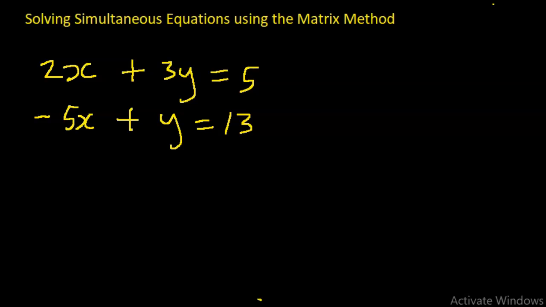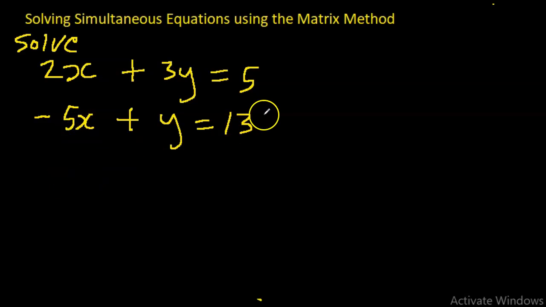Okay, and this is the final problem we're working with in the series, matrices. Now, here we're asked to solve a pair of simultaneous equations: 2x plus 3y equal to 5, and minus 5x plus y equal to 13. Using the matrix method, we want to solve this problem, right?